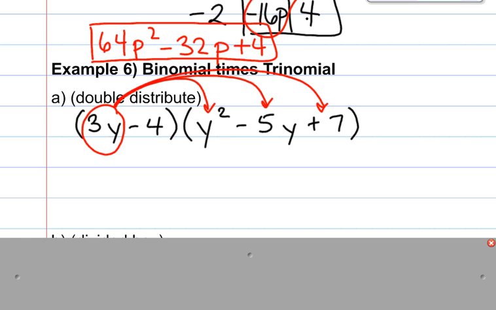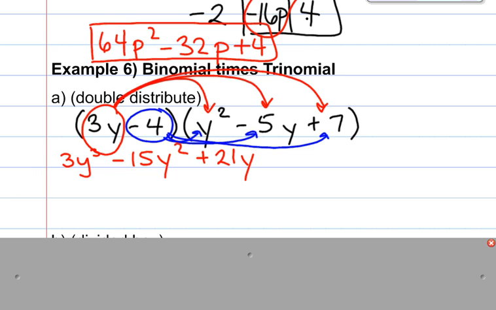So 3y times y squared is 3y cubed. 3y times negative 5y is negative 15y squared. 3y times 7 is plus 21y. Now I need to do my second term, and I forgot to leave space, but that's okay. Now I'm going to distribute negative 4. So negative 4 times y squared, negative 5y, and 7. Remember that negative I circled. Make sure you don't forget that. Negative 4 times y squared. Negative 4 times negative 5y is plus 20y. Negative 4 times 7 is negative 28.